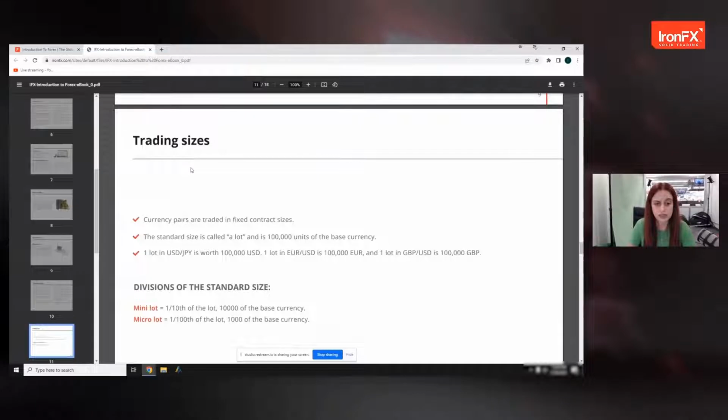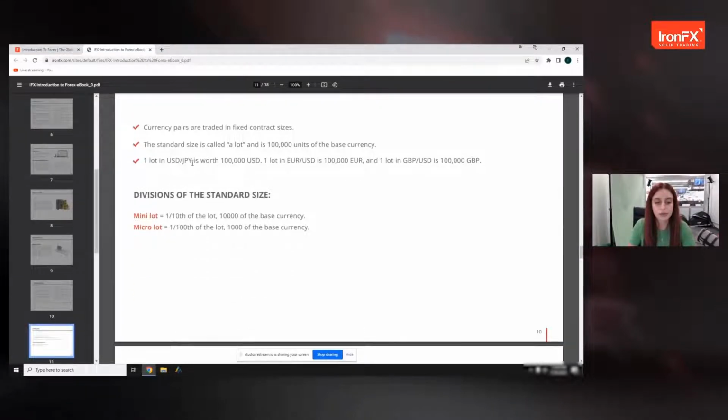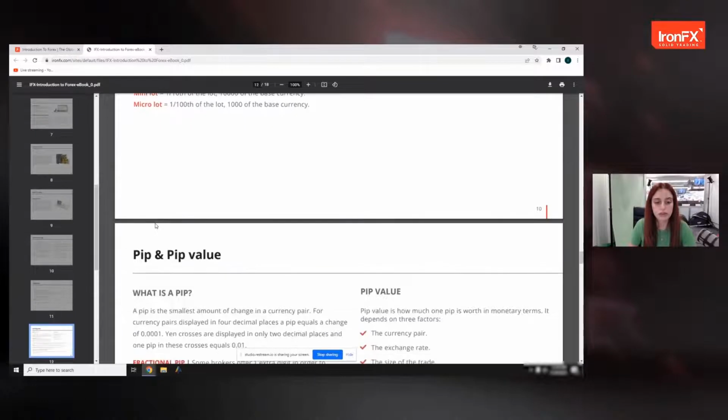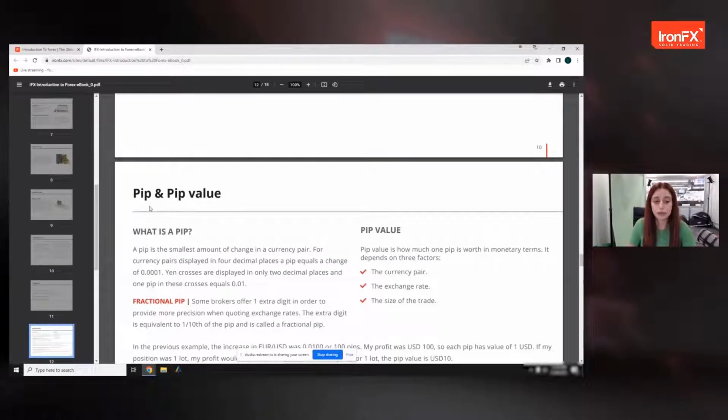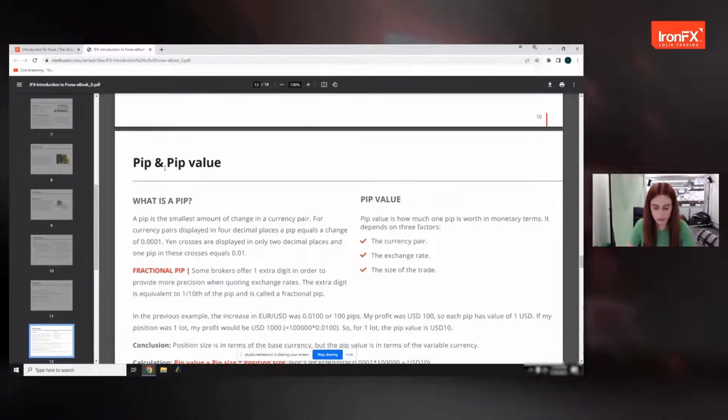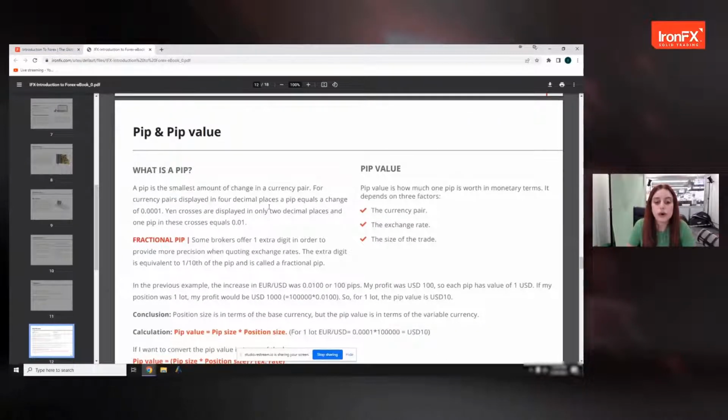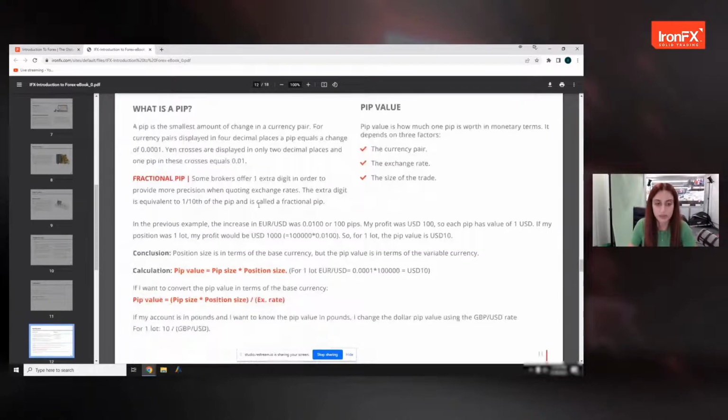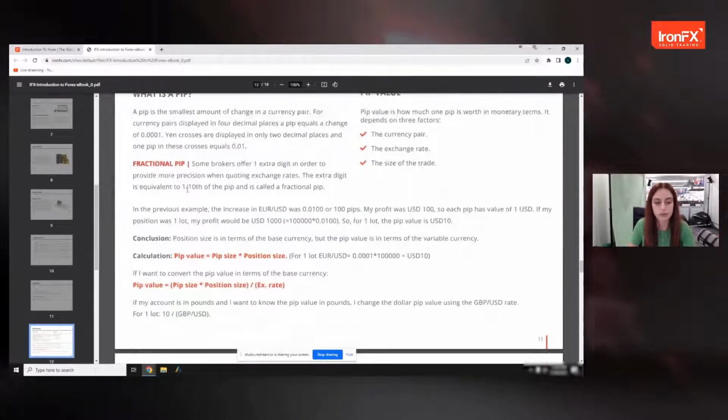Moving on to the trading sizes. You have the mini lot and micro lot. You have the pip and the pip value. What is a pip? A pip is the smallest amount of change in a currency pair. For currency pairs displayed in 4 decimal places, a pip equals a change of 0.0001. For yen, 0.001. Crosses are displayed in only 2 decimal places, and 1 pip in these crosses equals 0.01. Then you have the fractional pip, for example.